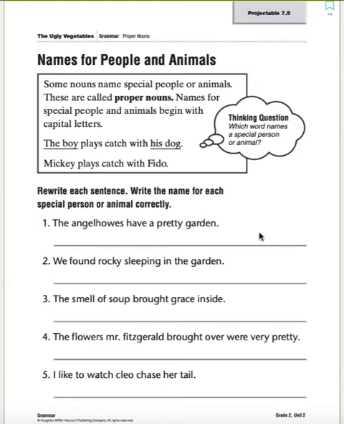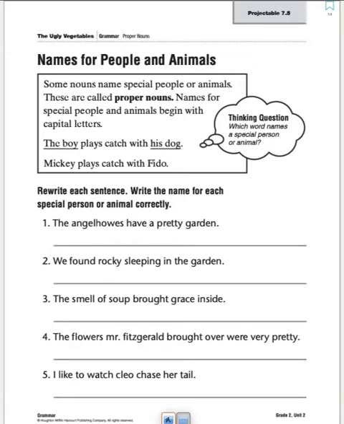Now, one thing that I want to point out about proper nouns is we're not talking about the word that's at the very beginning of the sentence needing to have a capital letter. That just is going to happen no matter what. These are words that might be in the middle of the sentence, might be at the end of the sentence. We're talking about names of people and animals. So when you're going through your activity after you watch this video, you want to look for names of people and animals. Those are the words that need to have the capital letter, even though they're in the middle or towards the end of sentences.